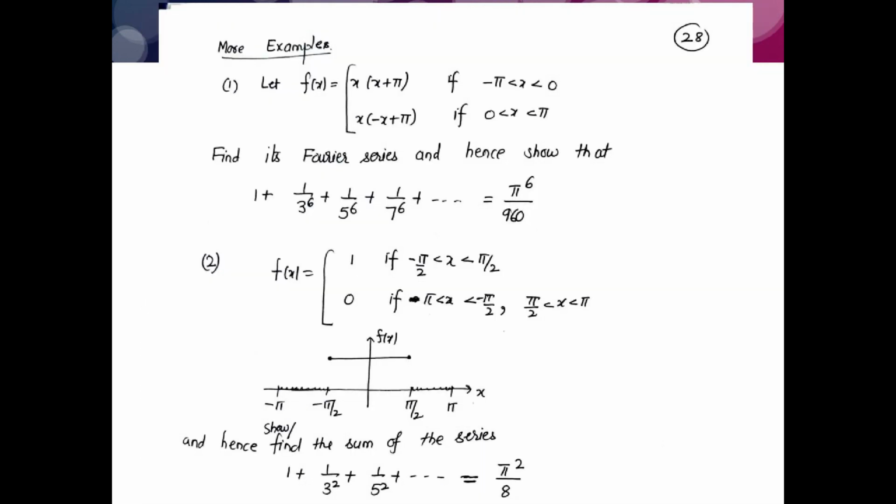Try the following examples. For the given function, find its Fourier series and hence find the sum of the given series. You can find the sum directly by the Fourier series. If you are not able to get the series, then you have to use Parseval's identity.